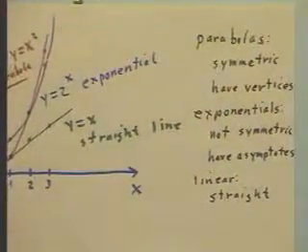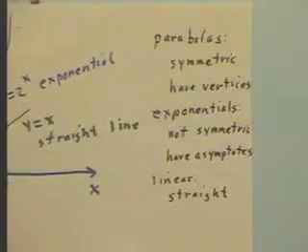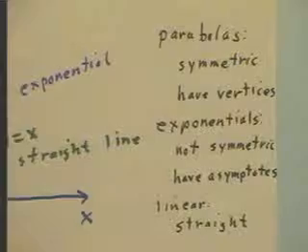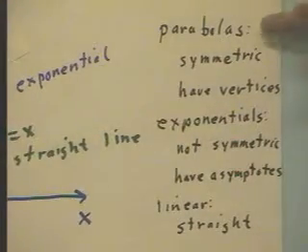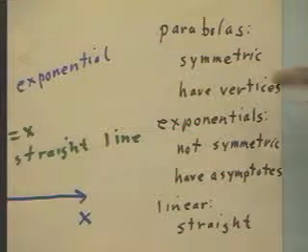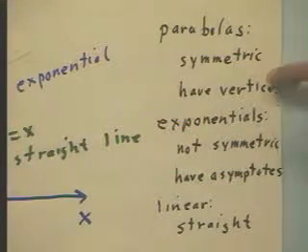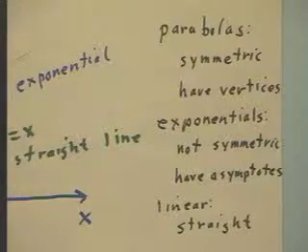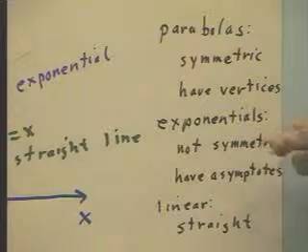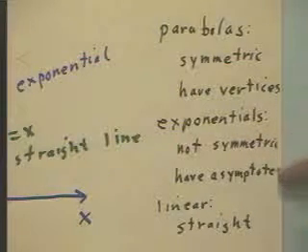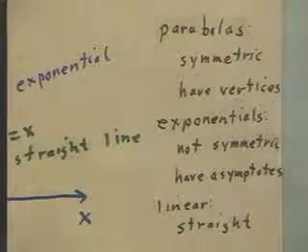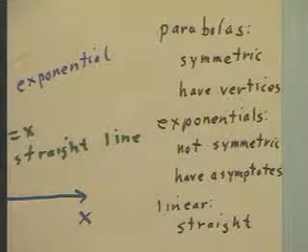So we have 3 basic kinds of graphs here. Okay, we can give them names. We have parabolas. Parabolas have the characteristic that they're symmetric about their axis, an axis of symmetry. They have vertices. Every parabola has a vertex on its axis of symmetry, a high or low point. Exponentials are not symmetric. We saw the exponential function is not symmetric, but it does have an asymptote. And linear functions, as we've seen, give us straight lines, which is why we call them linear.